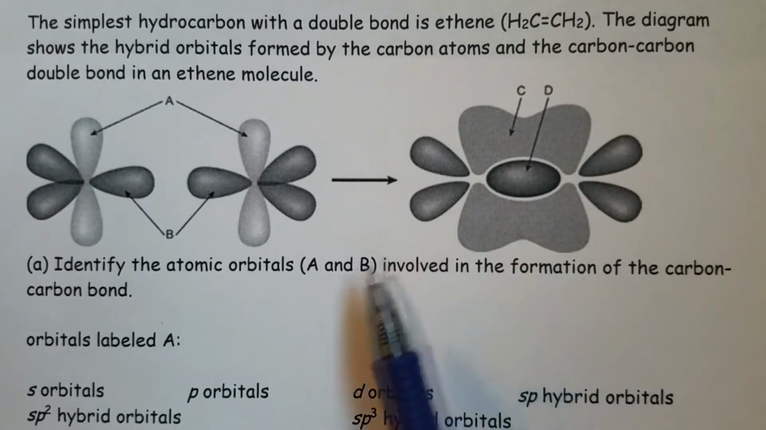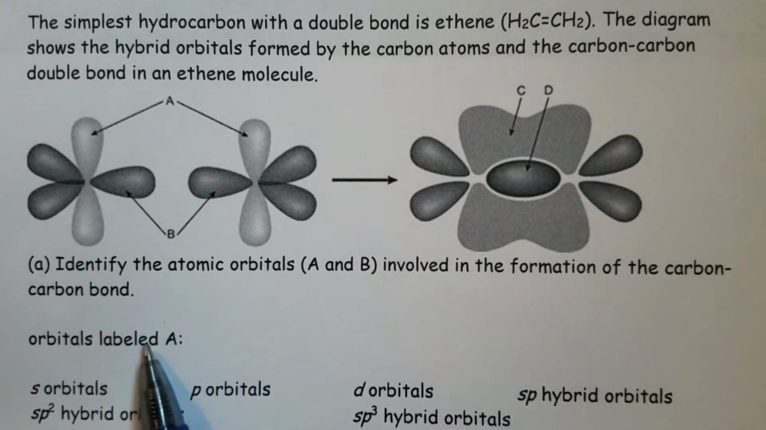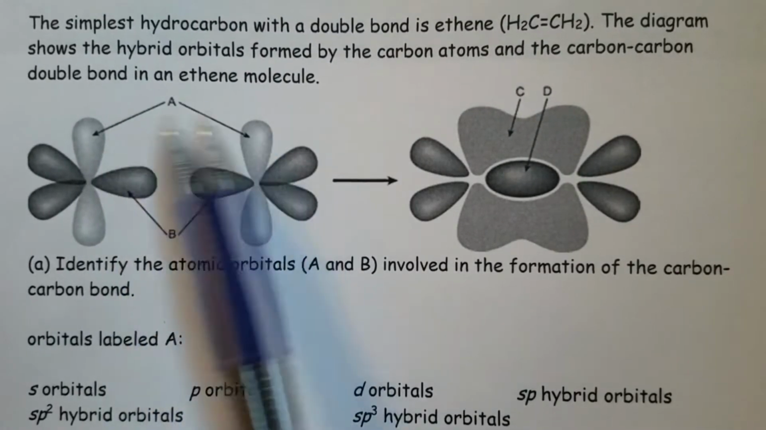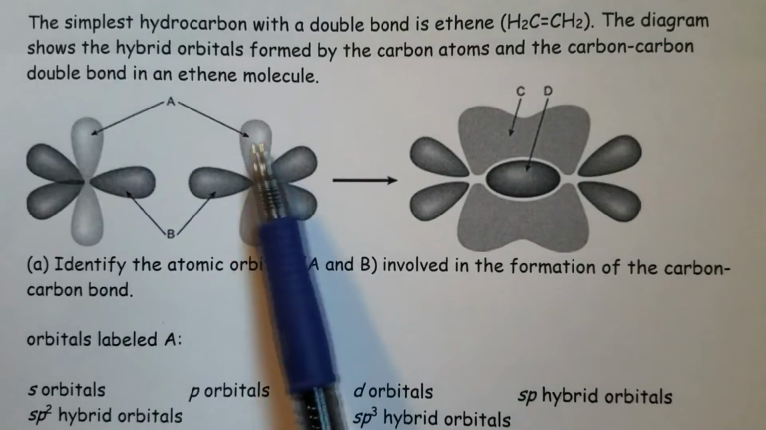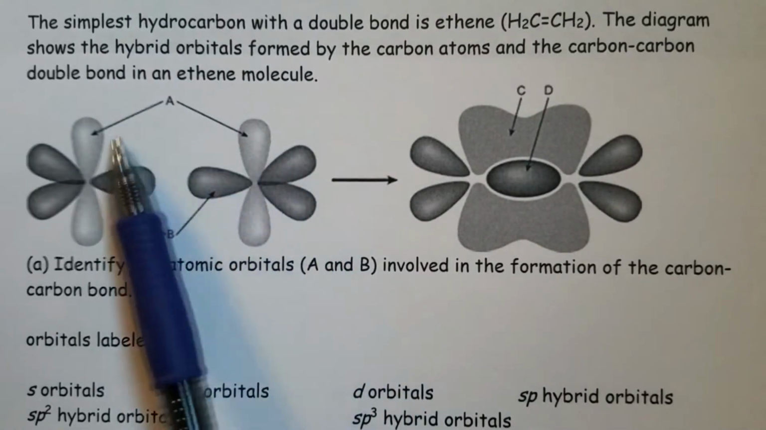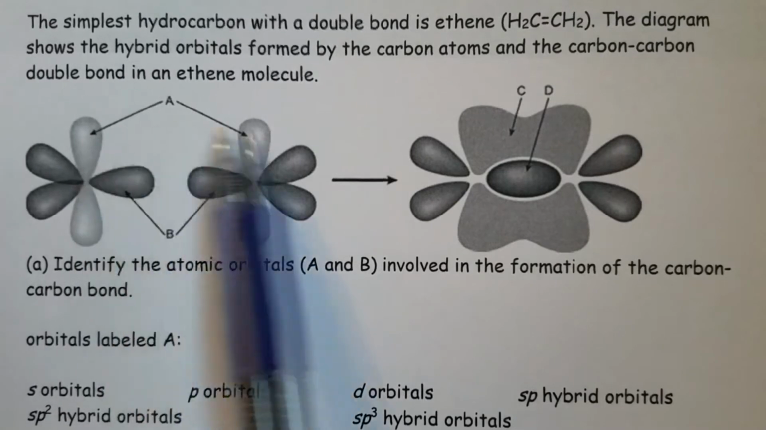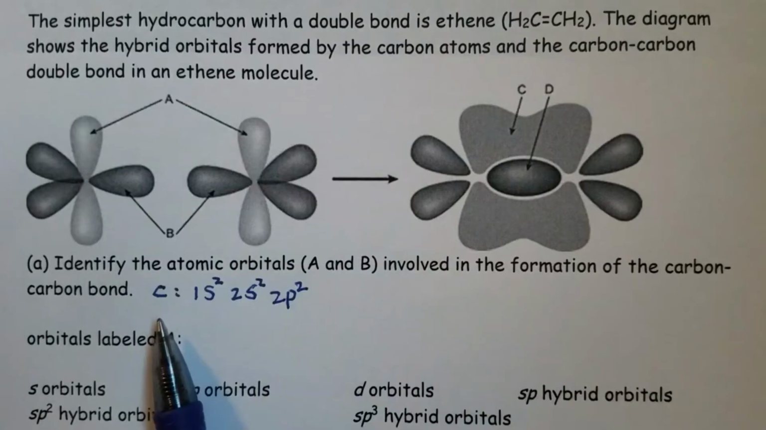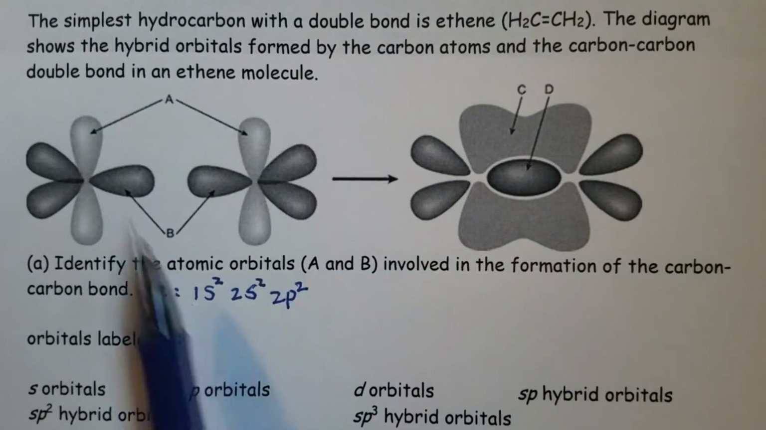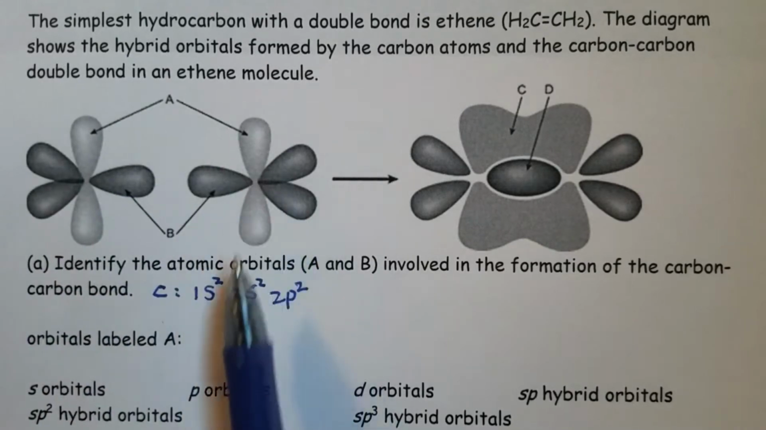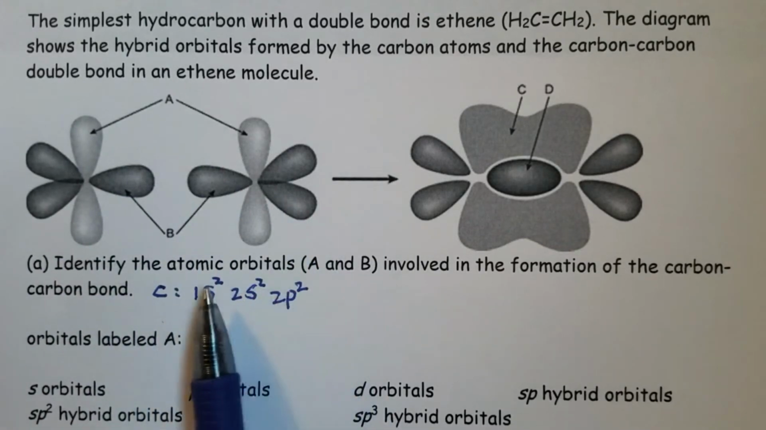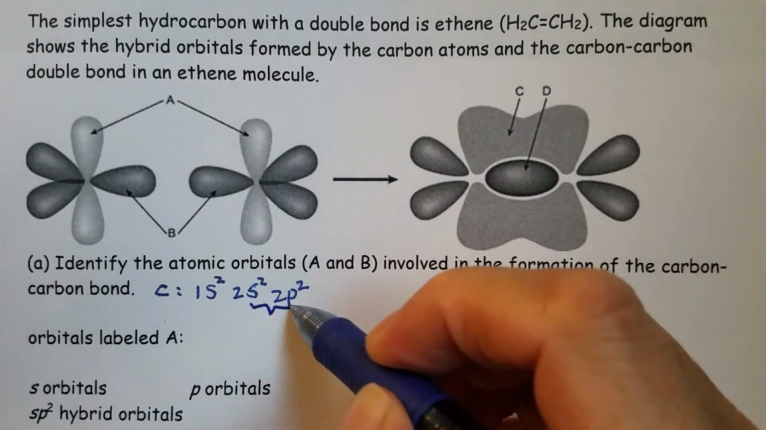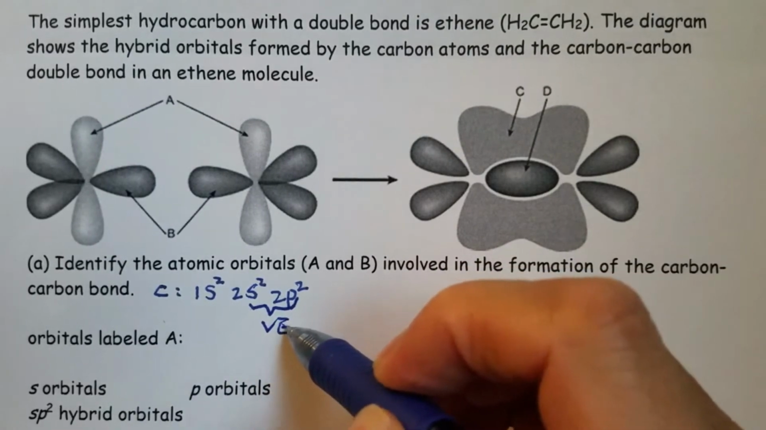So first, the orbitals labeled with A. Identify the A atomic orbitals. So what does it mean? It means, what kind of atomic orbitals of carbon are this one and this one. Each carbon atom, that's one carbon atom, that's another one. Each carbon atom has 6 electrons. Among the 6, there are 4 of those. These 4, they are the valence electrons.